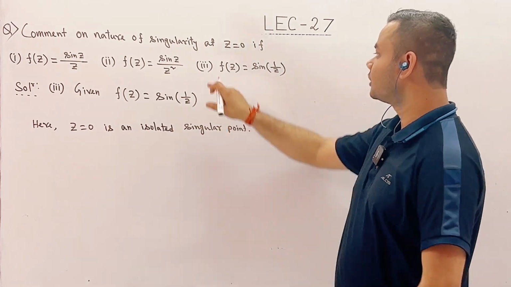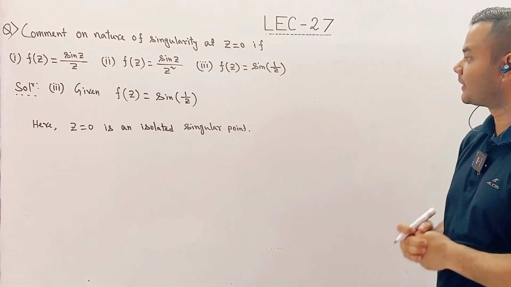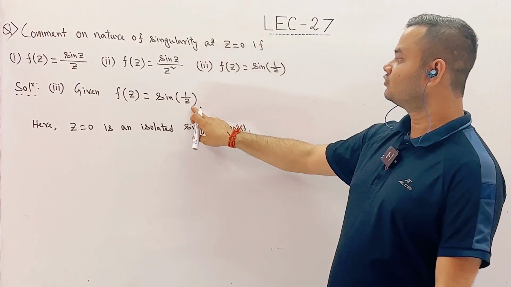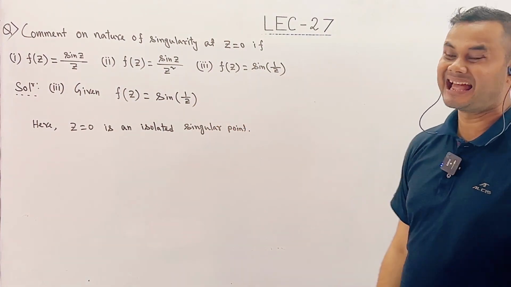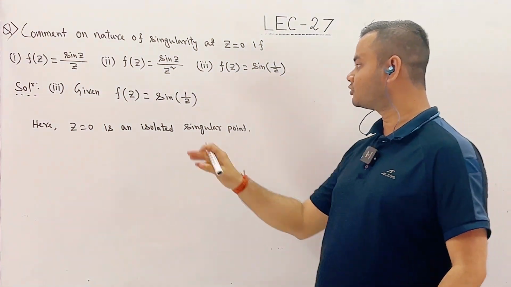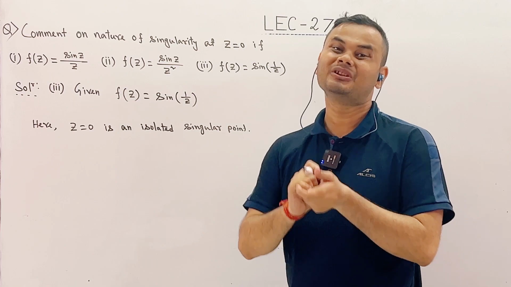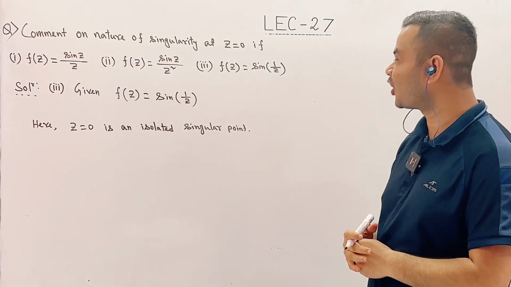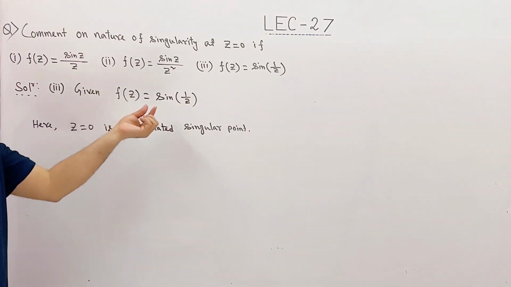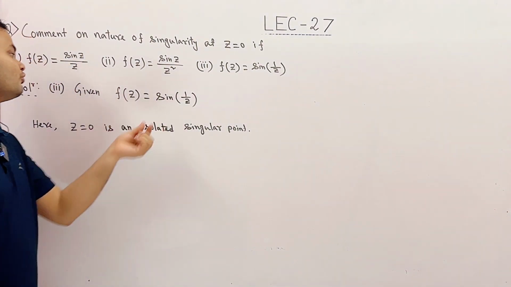Finally, let me solve problem number 3. According to problem number 3, f of z is equal to sin 1 by z. Again, we have seen that z equal to 0 is an isolated singular point. Now, our target is to check whether it is a removable isolated singular point, pole, or essential isolated singular point. So for that we have to expand this term sin 1 by z.